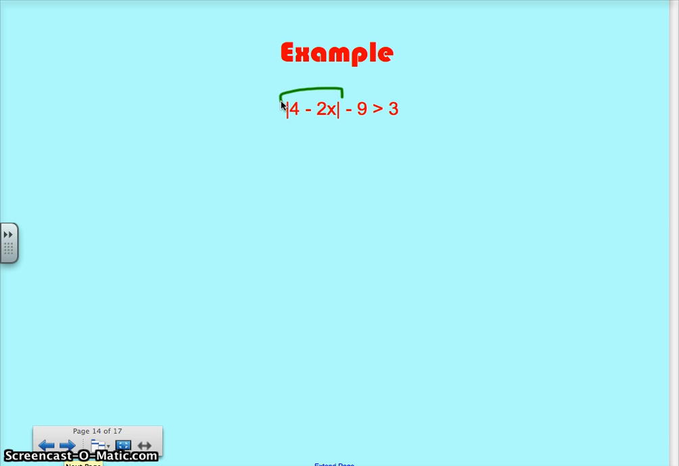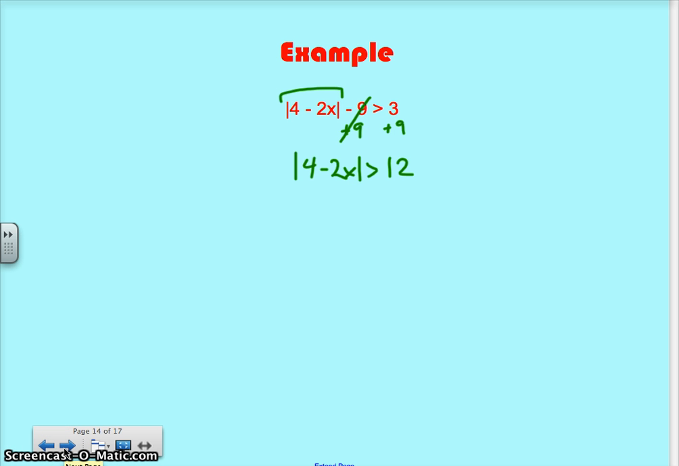So to do so, I'm going to go ahead and just add 9 to each side here. Once again, using my additive inverse so that these cancel out. And 3 plus 9 is going to give me 12. So I'm left with |4 minus 2x| is greater than 12. Okay, |4 minus 2x| is greater than 12.